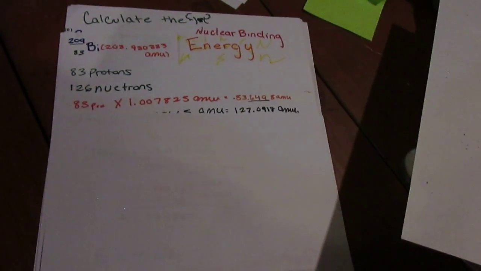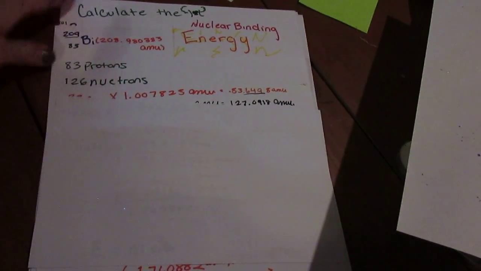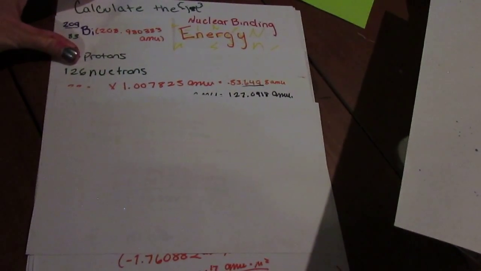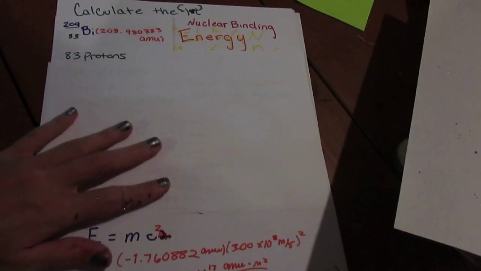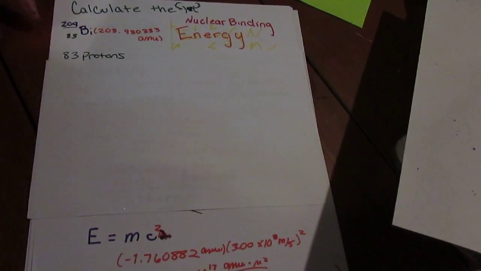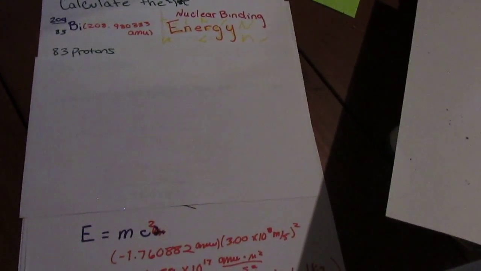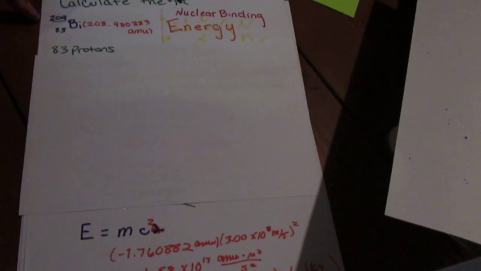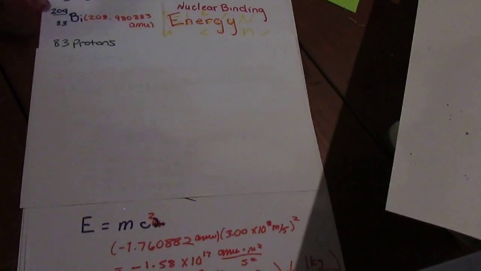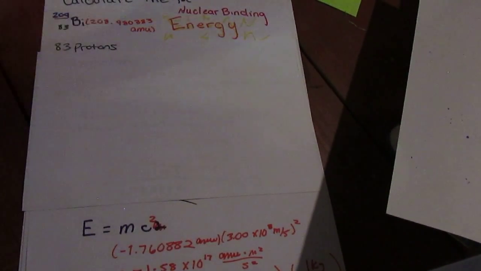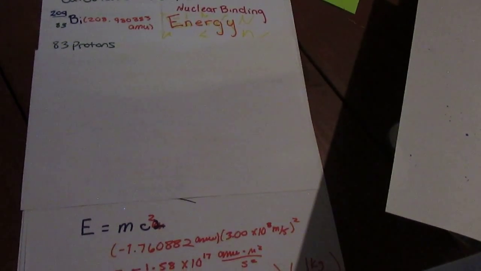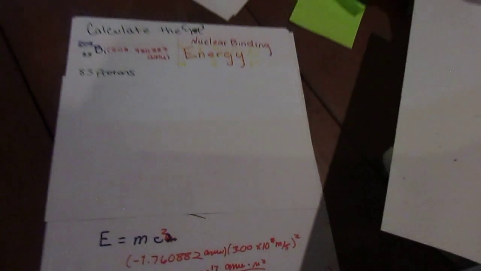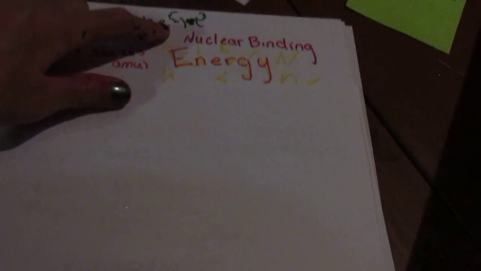From here, we will go to calculating the nuclear binding energy with Bismuth. So right here, I have the denoted symbol for the atomic weight and also the protons. This right here is the atomic mass unit that was provided by the question. So I will zoom in just so you can see a little better. This over here is a nuclear power plant, not a tree.